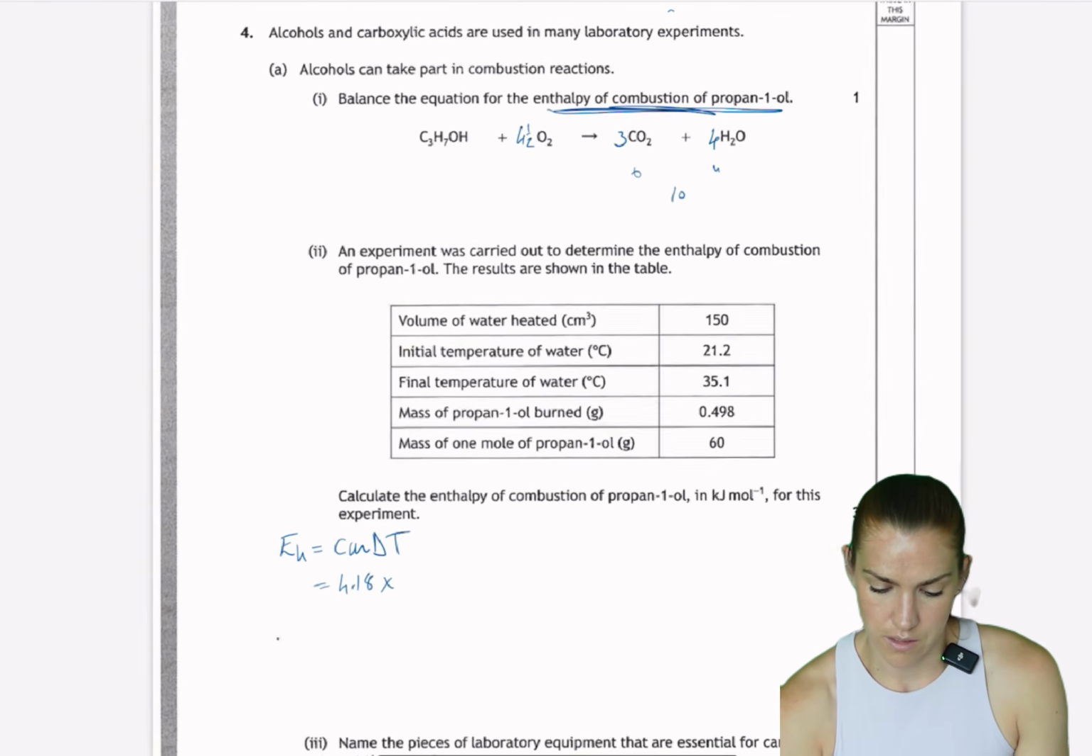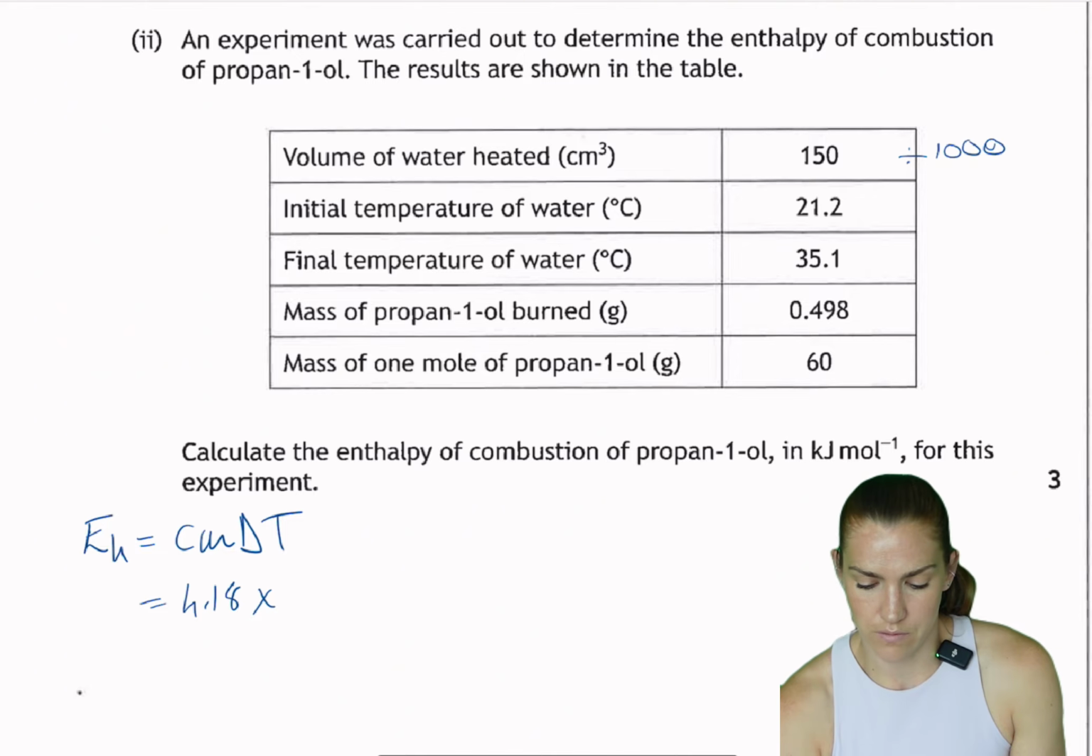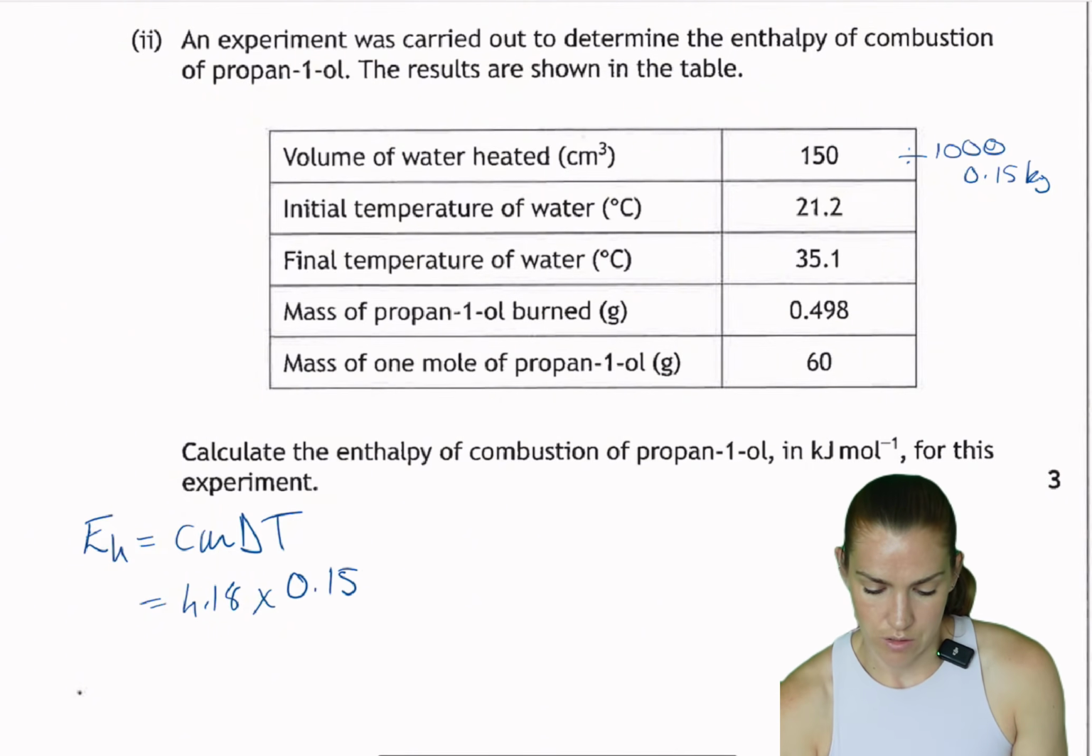at the top, you can't see it here. And if it's in centimetres cubed, that's grams, so we need to divide it by 1,000 to convert it into kilograms, so that'd be 0.15 kilograms. So we put that in. And then the change in temperature, we would need to take these away from each other.